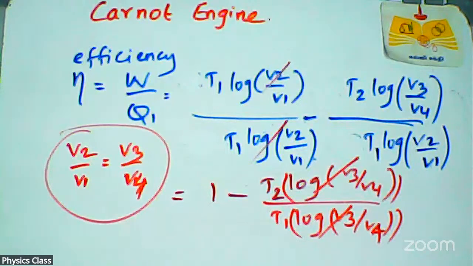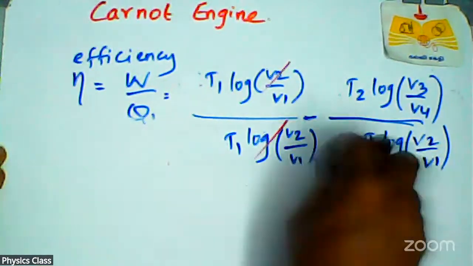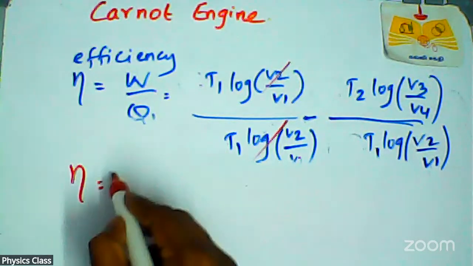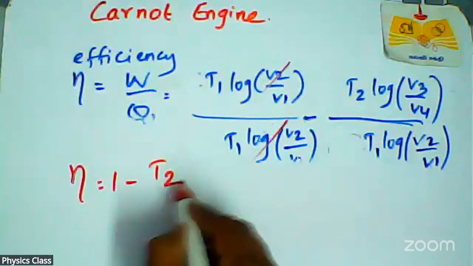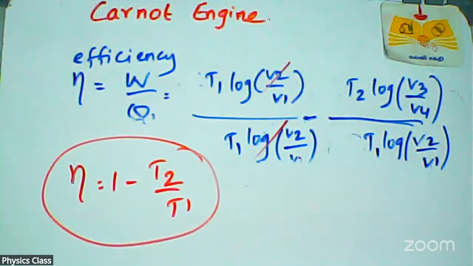So that is eta, the efficiency. Finally, we have the efficiency: eta is equal to 1 minus T2 by T1, which is the efficiency of the Carnot engine. Okay, now you are clear with all the four processes, parts, efficiency, what is done at every stage, and reversible and irreversible processes.